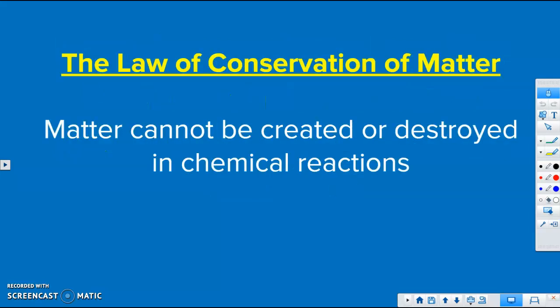So here's what the law of conservation of matter is. You should write this in your notes, so go ahead and pause if you need to. Matter cannot be created or destroyed in chemical reactions.